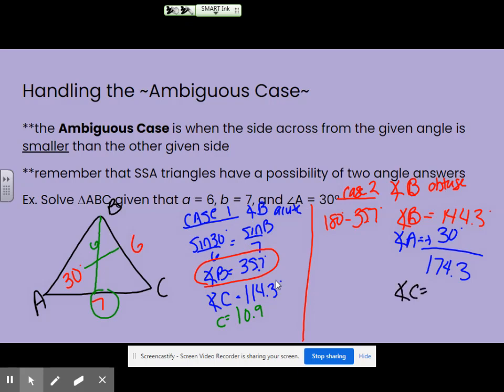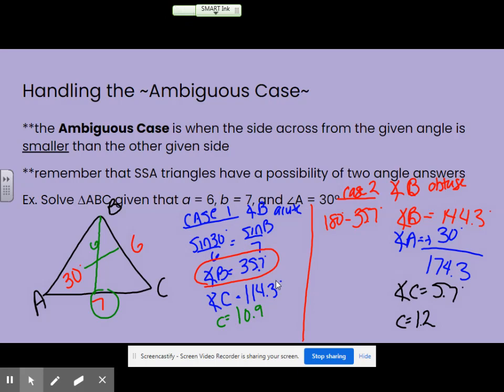Well, we can still figure out our angle C by subtracting 174.3 from 180, and we would get 5.7 degrees for our angle C. We still have to find our side C. We can use our law of sines, and I'll let you do that and check yourself. You get 1.2.